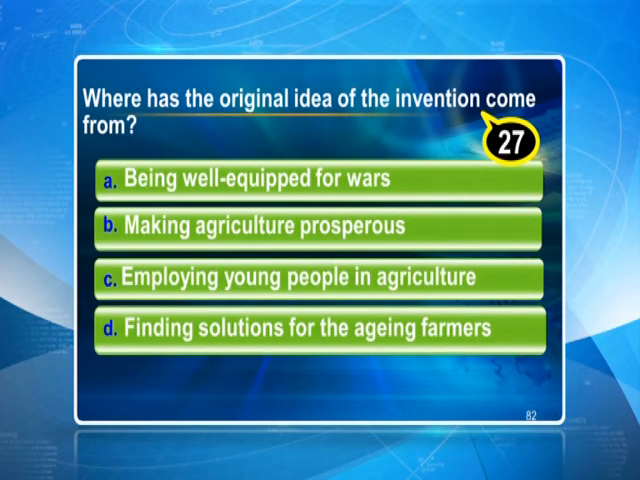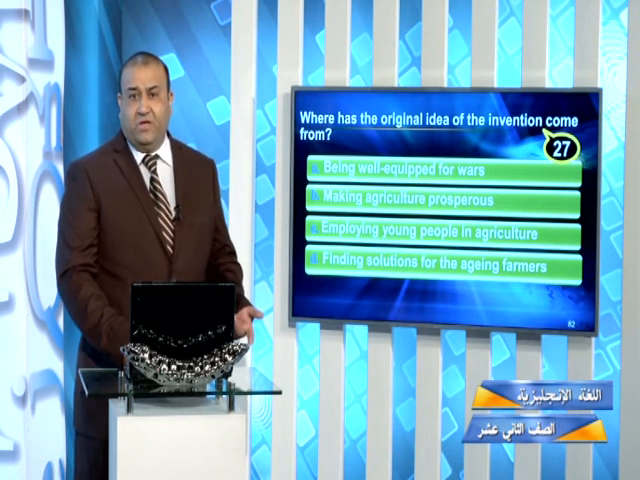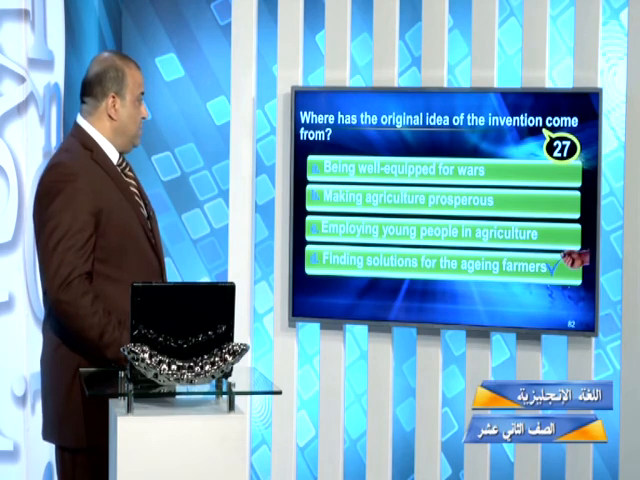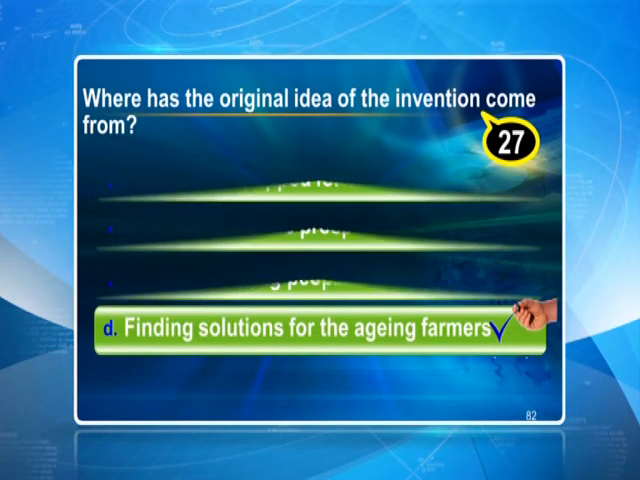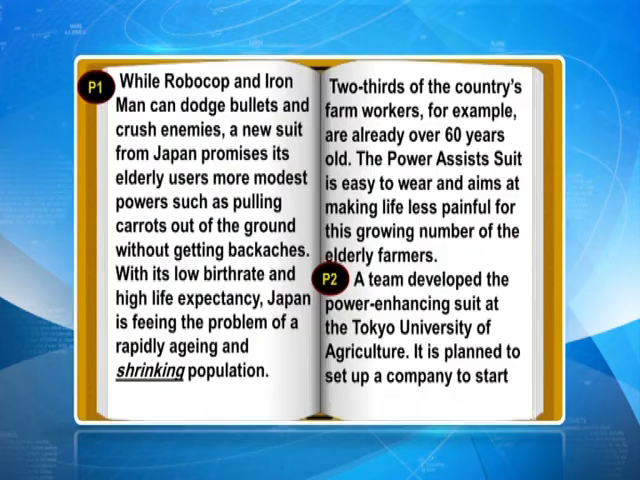Now let's move to the last question in multiple choice. Where has the original idea of the invention come from? Okay, so the Japanese are trying to invent something which is an outcome of a problem, for example, to solve a certain number of problems. Of course, the idea comes from finding solutions for aging farmers, which is a very big problem in the Japanese society. Let's check our answer.